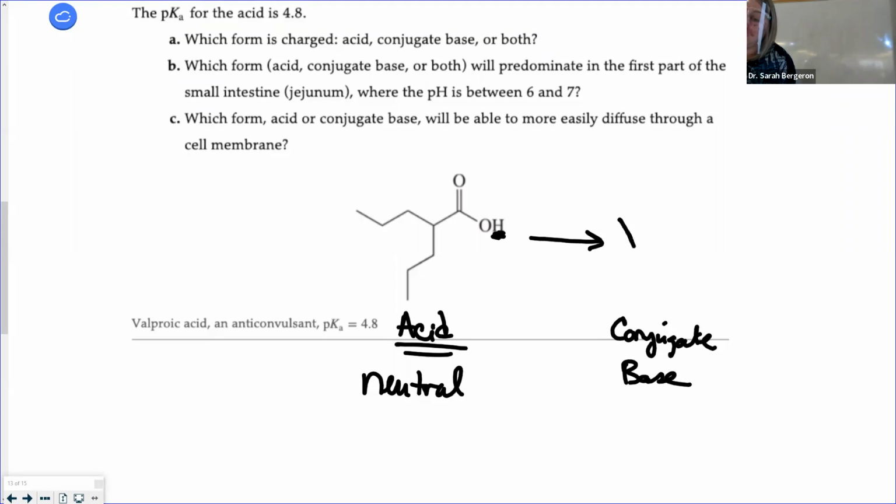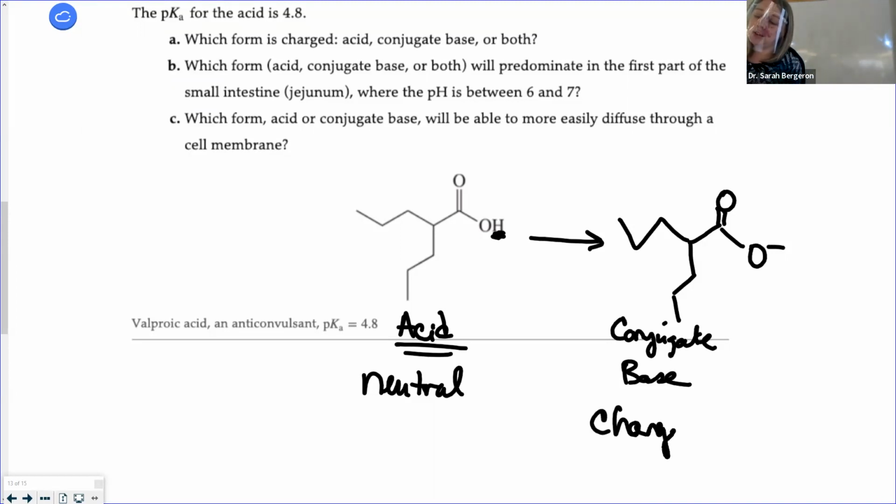So all I have to do to draw the conjugate is to draw exactly the same thing. But now what? Don't draw the hydrogen, but what happens? Put a negative. So the conjugate base form is charged. The conjugate base form is what I want to solubilize it in. Then I want it to convert to the acid form when I inject it into somebody or when I orally take it, right? So let's read our questions. Which form is charged? Acid, or conjugate base, or both? Just the conjugate base.